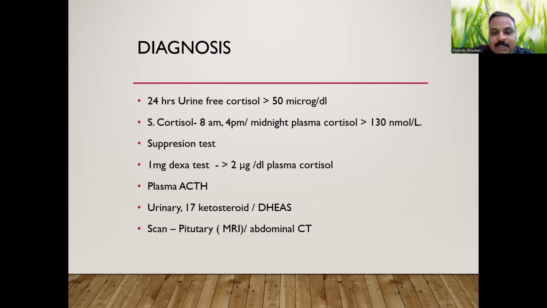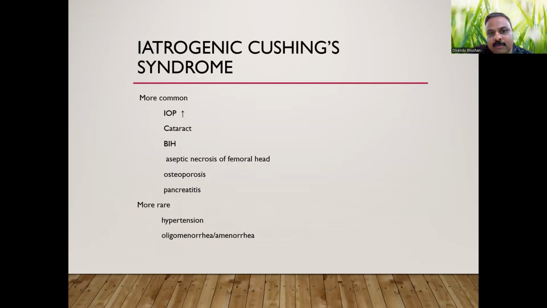Again, we have to do the plasma ACTH to see whether it is ACTH dependent or independent. We can also do the urinary 17-ketosteroid and DHEAS level if we are thinking about adrenal causes and adrenal carcinoma. Further, we may need pituitary or abdominal CT.